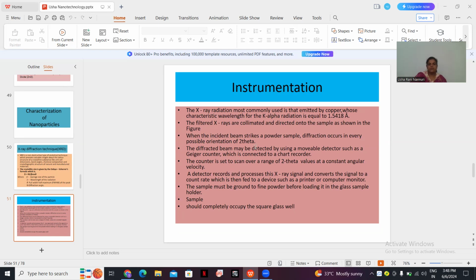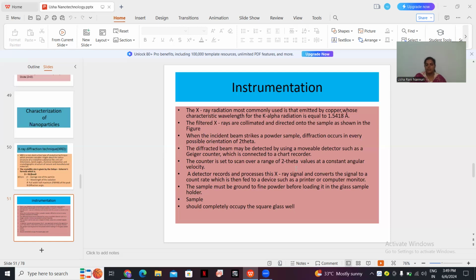When the incident beam strikes a powder sample, diffraction occurs in every possible orientation of 2 theta. Then the diffracted beam may be detected by using a movable detector such as a Geiger counter, which is connected to a chart recorder. The counter is set to scan over a range of 2 theta values at a constant angular velocity. A detector records and processes this X-ray signal and converts it to a count rate, which is then fed to a device such as a printer or a computer monitor.